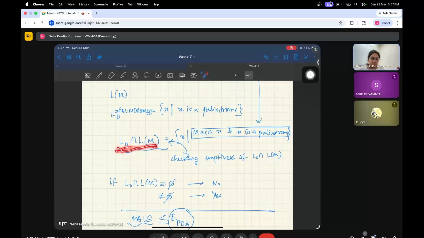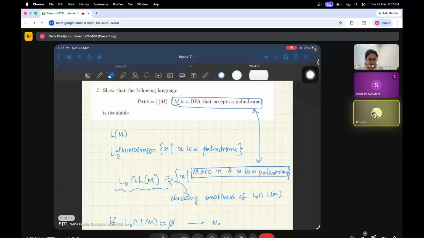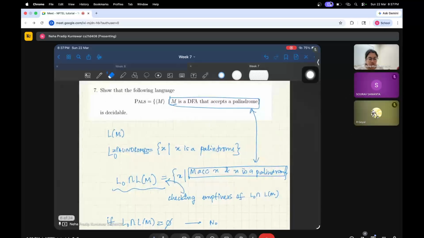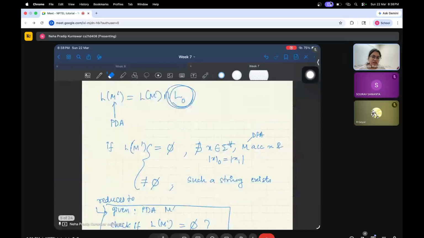Why is this a context free language? Because intersection of regular and context free is context free. You can use the cross product construction to find the machine M prime for which you want to do the emptiness checking. Everything else is the same, just that we identified a different language. Both the problems are very interesting indeed. So this is a demonstration of using reductions for showing that a language is decidable.